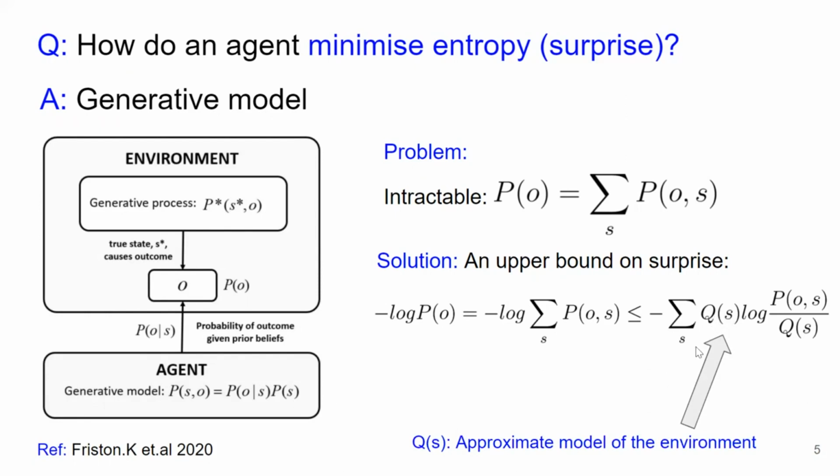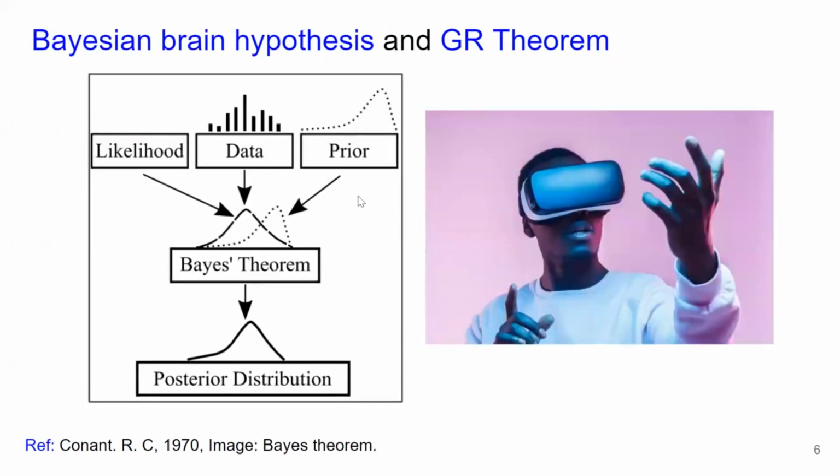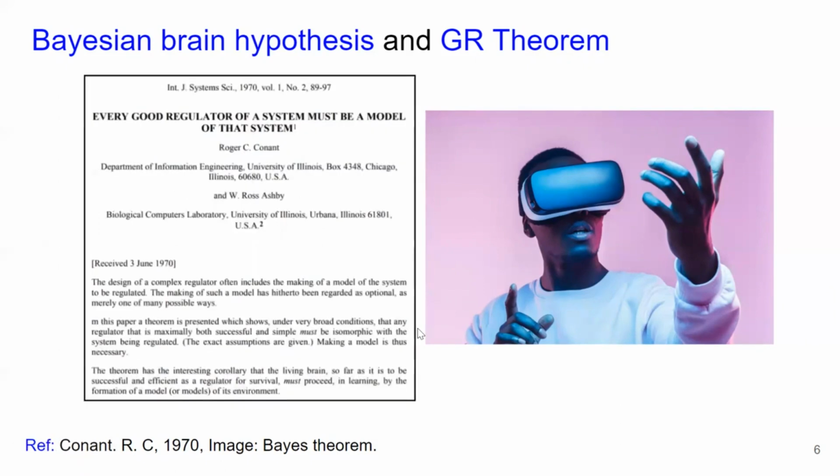The quantity Q(s) here is an approximate model of the environment that we maintain, because maintaining an accurate model of the environment is often intractable in the problem of active inference. This is very correlated with the Bayesian brain hypothesis, which states that organisms maintain a model or prior, and we principally combine it with the observations that we sample from the environment, which we call data, in order to have posterior distributions of the environment. Interestingly, a central theorem in control states that every good regulator of a system must be a model of that system. And this motivates us to pursue active inference as a good algorithm for control.